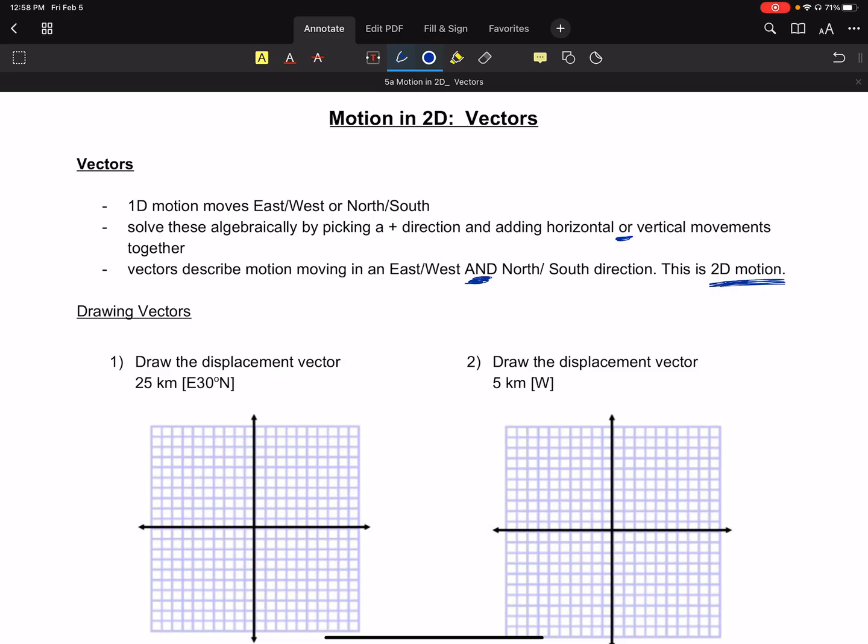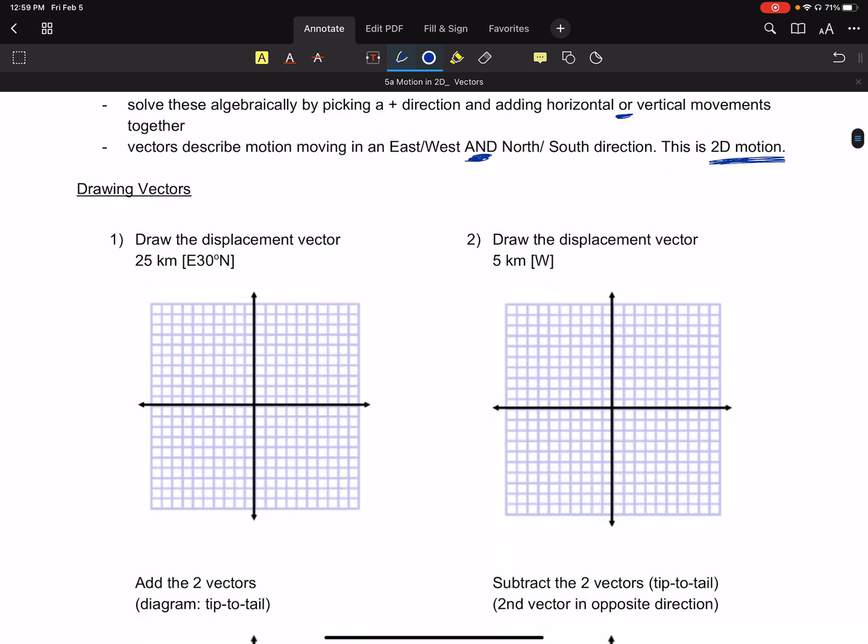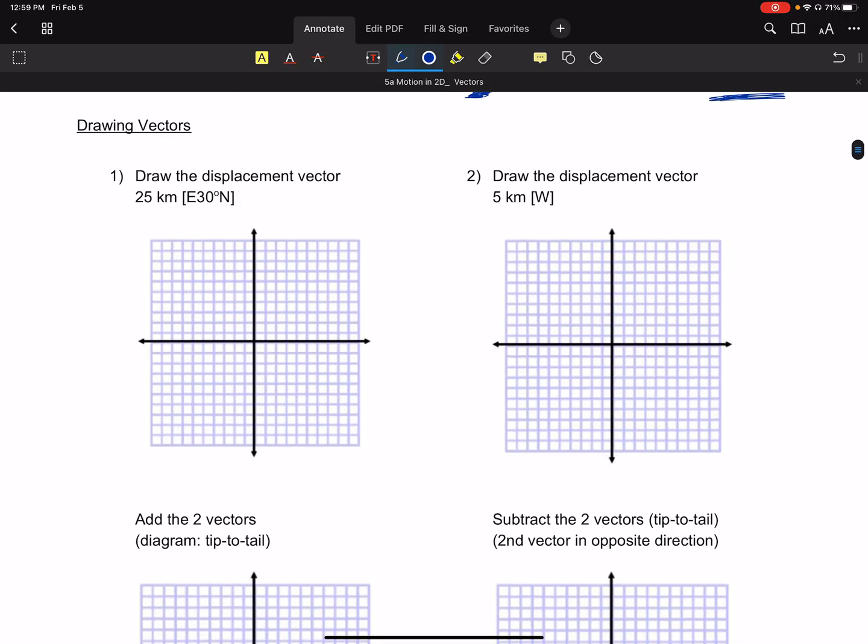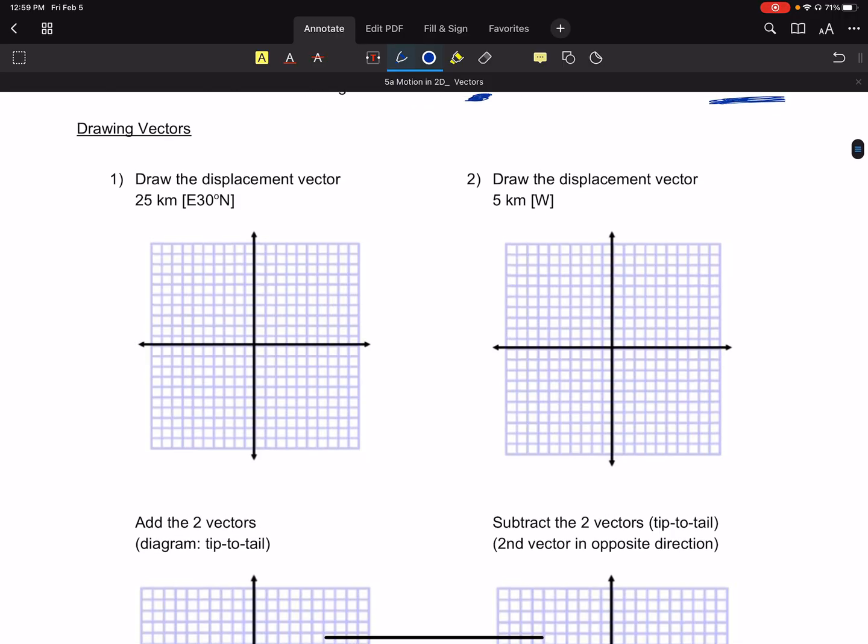Now, I know this kind of reads as if vectors are only applicable to 2D. That's how it reads when I'm reading it out loud here. But it's not. Vectors are also applicable to 1D, because a vector quantity, right, is just a magnitude and a direction. So we can use vectors in 1D, but we are going to really study the use of vectors in our 2D motion. So how do we draw a vector specifically in 2D?